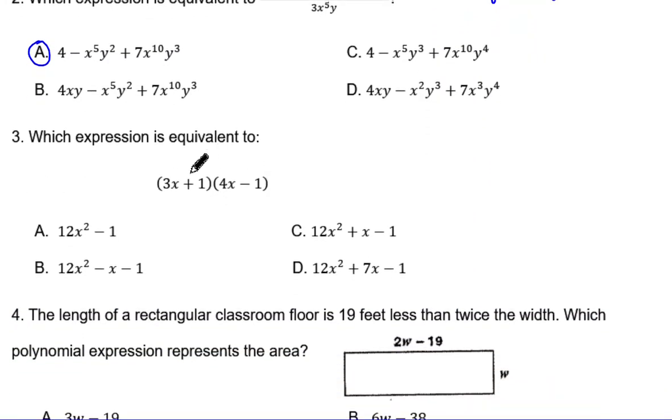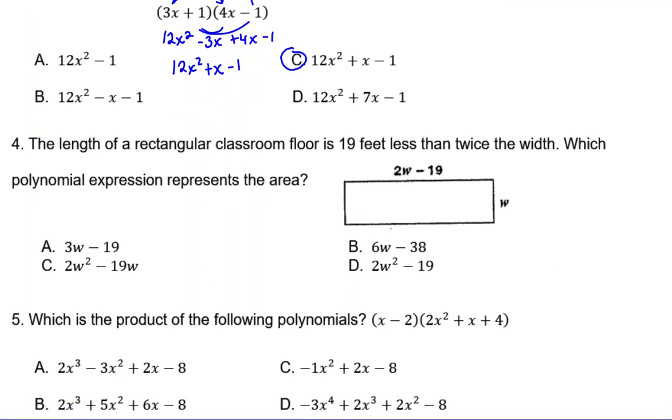Which expression is equivalent to? So for this one as well, it's just multiplying. We're going to FOIL it out. So 3x times 4x is 12x squared. 3x times negative 1 is negative 3x. 1 times 4x is 4x. 1 times negative 1 is negative 1. And then we can go ahead and combine the middle 2 terms. So that would be 12x squared, negative 3x plus 4x is positive 1x, minus 1. See.